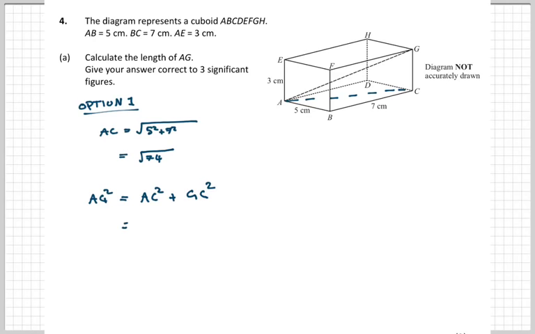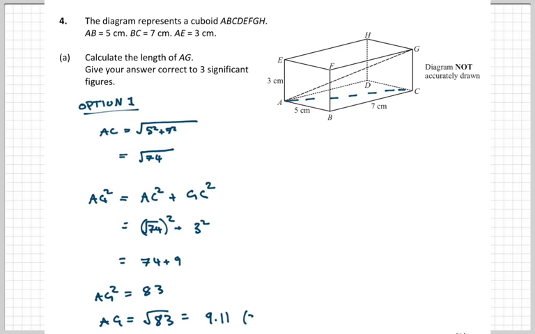So I'm using that triangle that's inside the cuboid. We know what AC squared is. AC is root 74, so root 74 squared plus 3 squared. Root 74 squared is just 74. And so AG squared is 83, giving you AG is root 83, which when you put it in your calculator gives you 9.11 to 3 significant figures. So this was the first option. It's the option that was chosen most often, but there is another option.